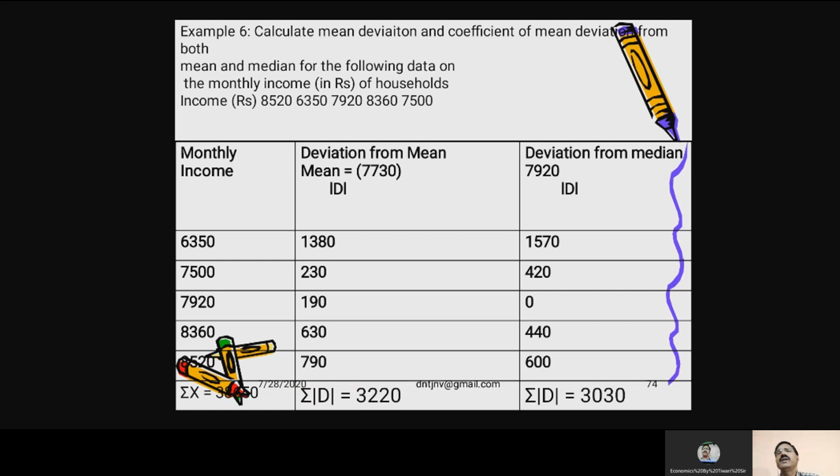Dear students, you can find median also. The value of median in this group is what? 1, 2, 3, 4, 5. So the third one, 7920, is the median. Now the difference is to be taken from median. 6350 minus median, 7500 minus the value of median, 7920 minus the value of median, that is nothing but 7920. You will get this.